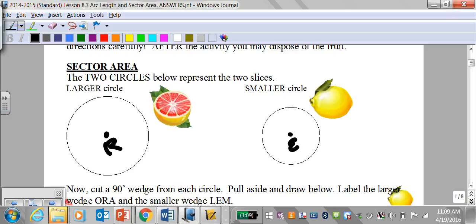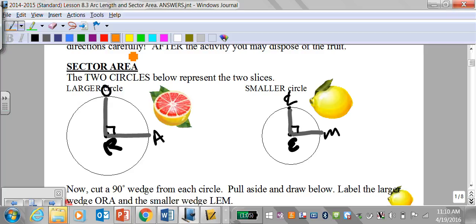Okay with that? Okay, now on your paper, I'd like you to draw a right angle, central angle. I'd like you to label this central angle ORA, and label this central angle LEM. Yeah, it's about a 10 second delay on it there.